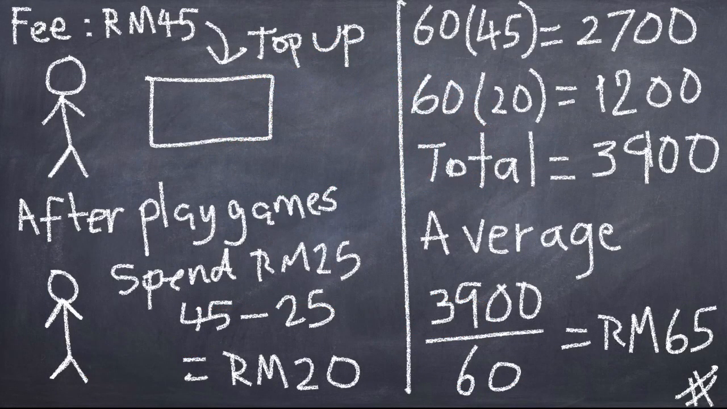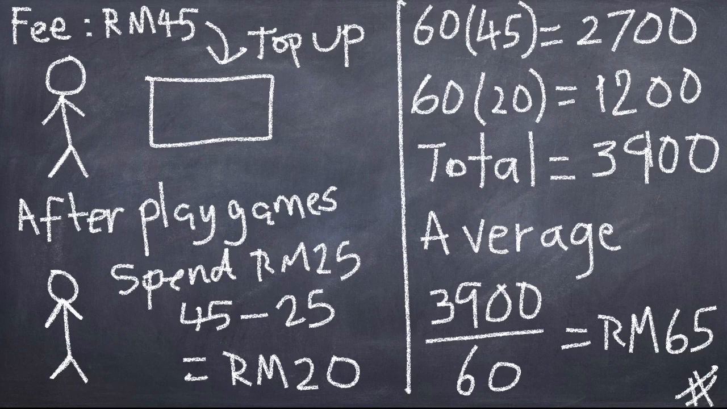Right, to be honest, I was thinking quite a long time to answer this question. So this is how I thought it should be. The final answer is 65 ringgit. Imagine that you have to pay for a top-up card, so you put 25 ringgit into your entrance fee or something like that. After you play the games, you have spent only 25 ringgit based on what you have topped up. So you actually have 20 ringgit left in your wallet, something like that.